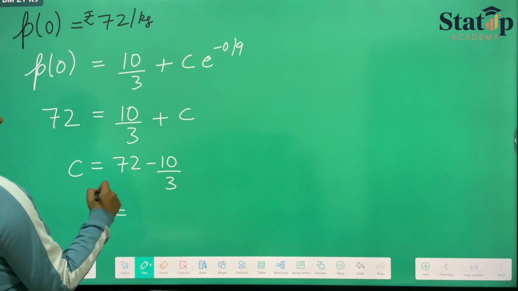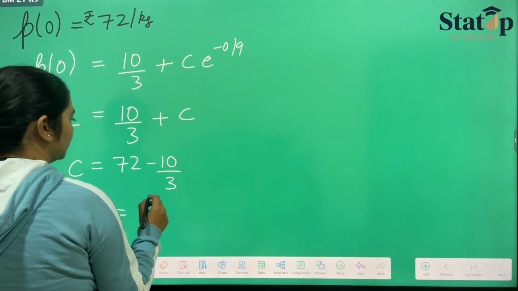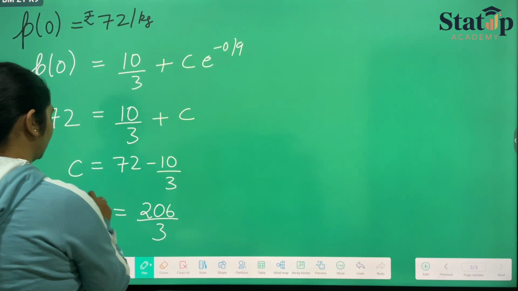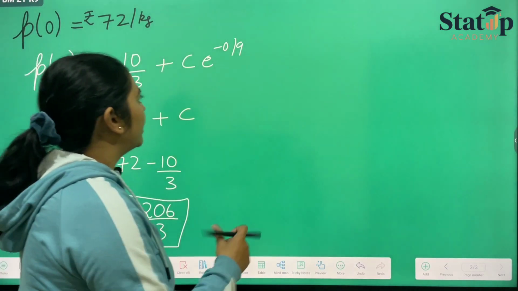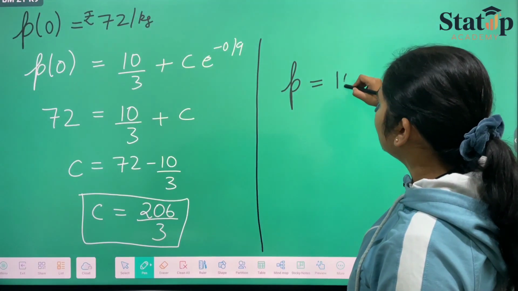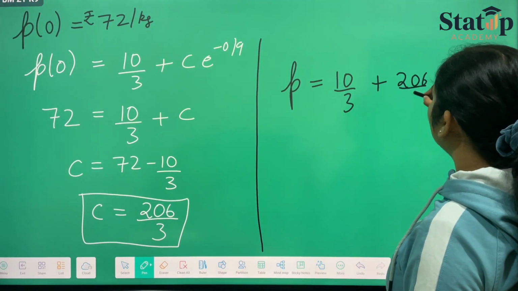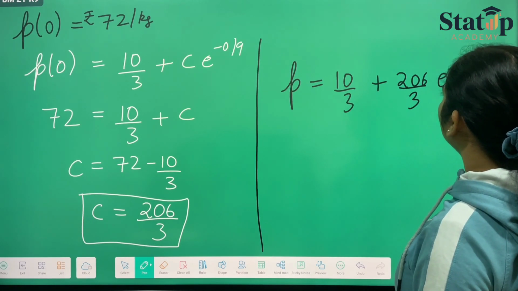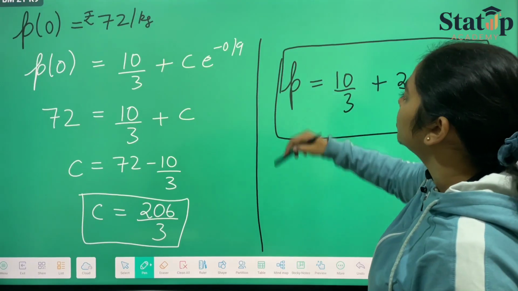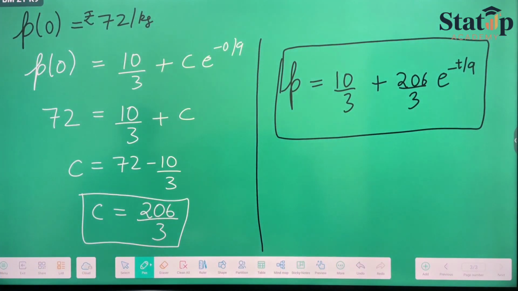And c can be written as 206 upon 3. This is the value of c, and now we can write our time path, which is p equals 10 upon 3 plus 206 upon 3 into e raised to the power minus t by 9. This is our time path of price, and here comes our answer.